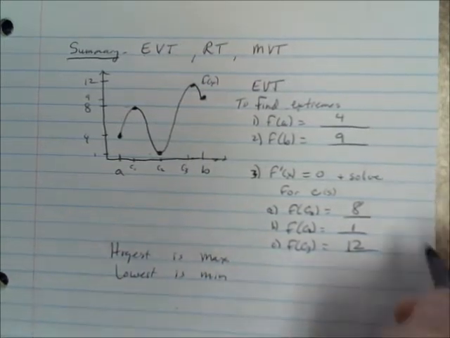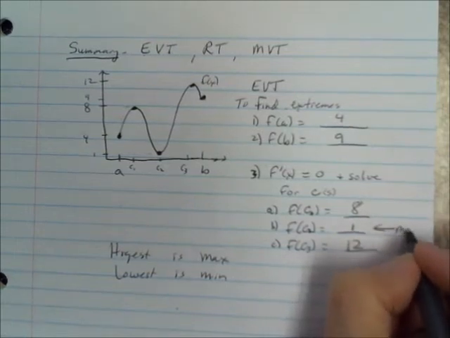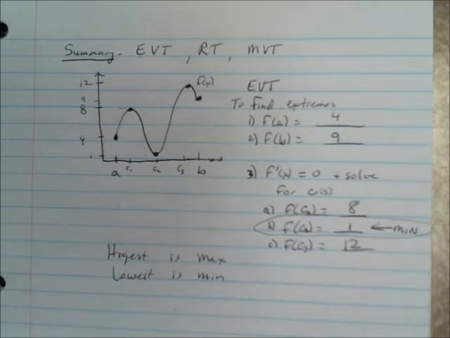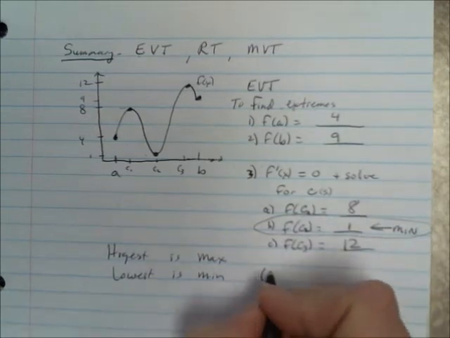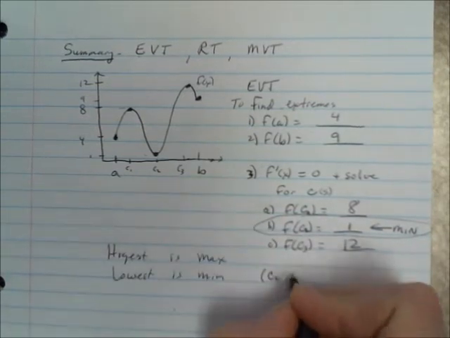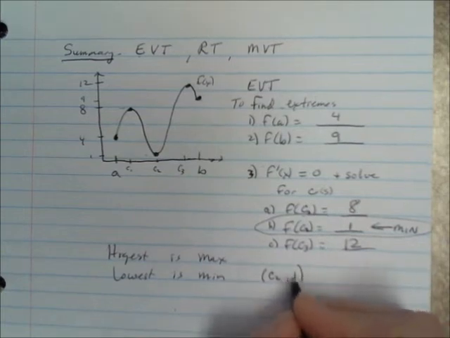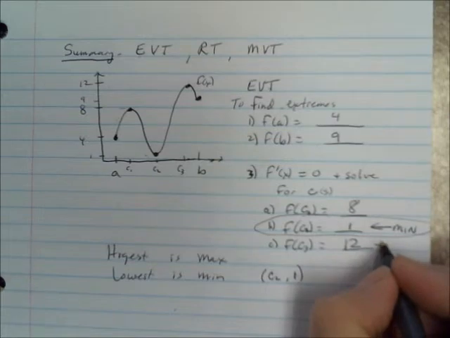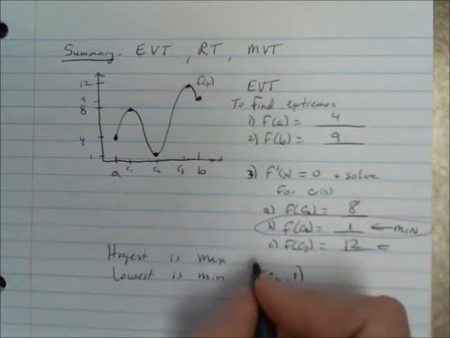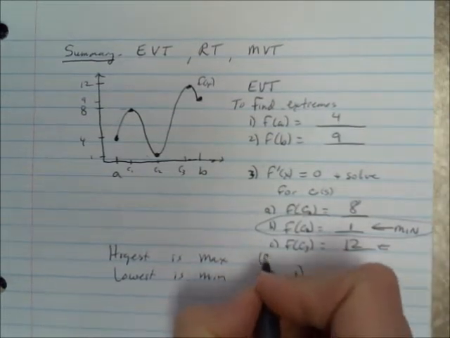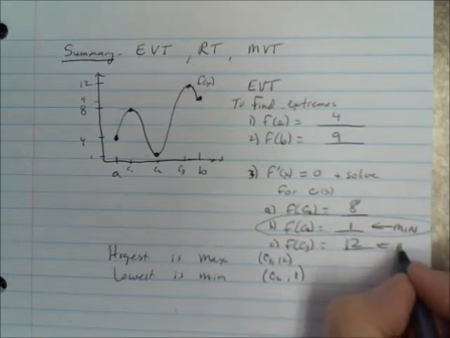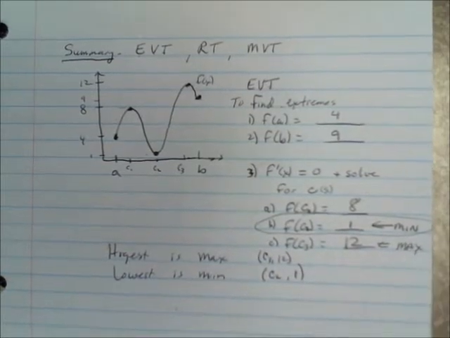So it looks like here's our lowest right here, our min. C2 is our min. C2, whatever that value is, comma 1. So the minimum value of this function is 1, and the highest is this one right here. 12 is the highest number. So that would be C3, comma 12. That's the max. And that's the EVT in a nutshell.